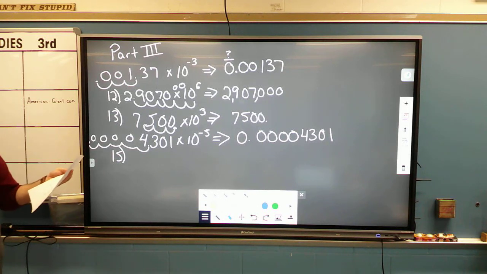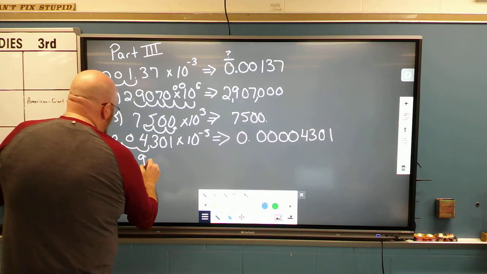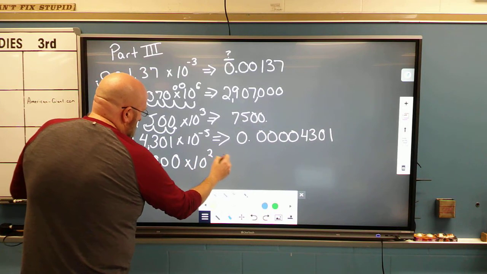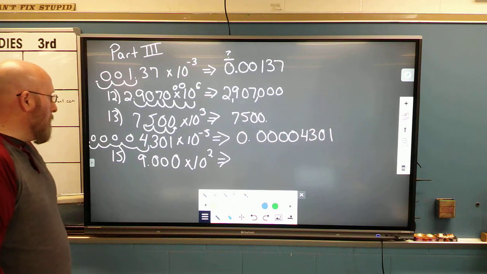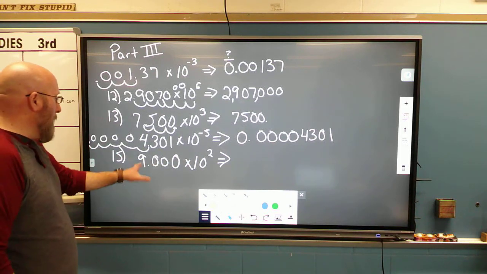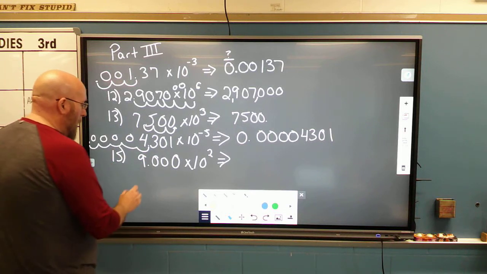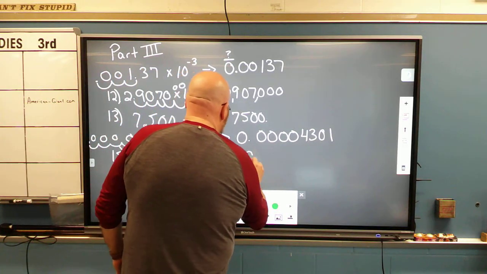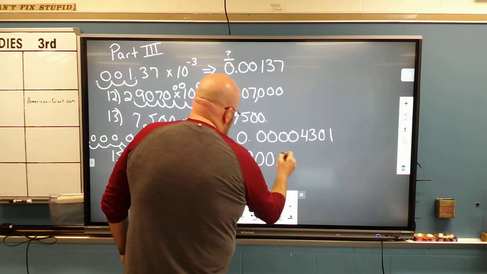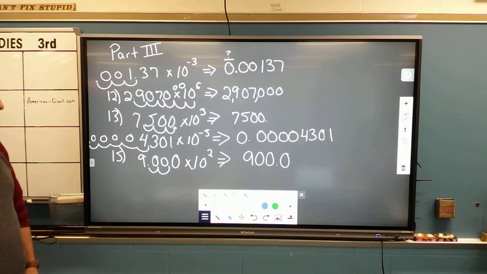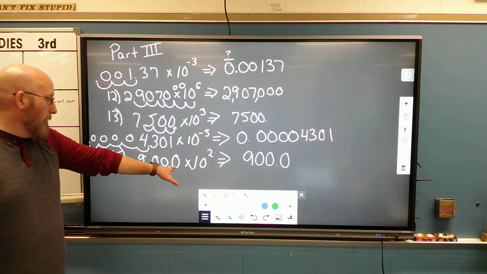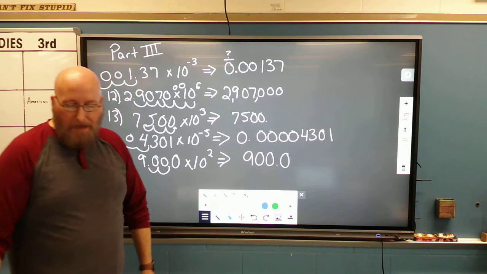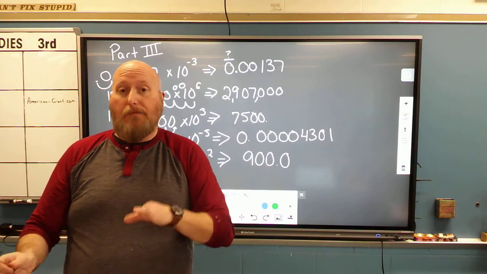Okay. And 15. 9.000 times 10 to the 2nd. All right, what is that one? Well, 10 to the 2nd is a positive exponent, so I have to move this decimal. It has to be greater than 1, so I move it 2 spots. 1, 2. So my answer is 900.0. And again, that 0 is significant because we had it up here, so I have to put it in my answer.